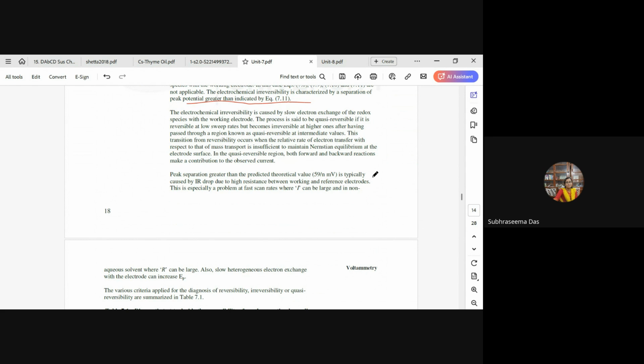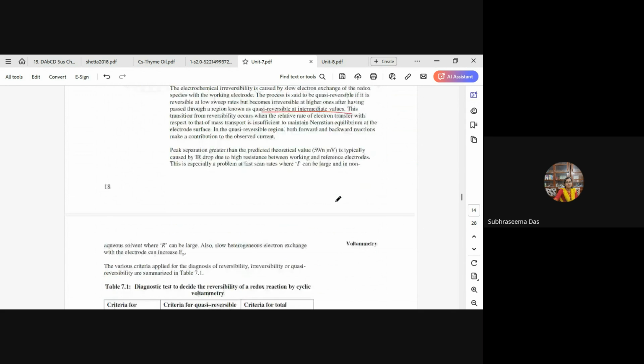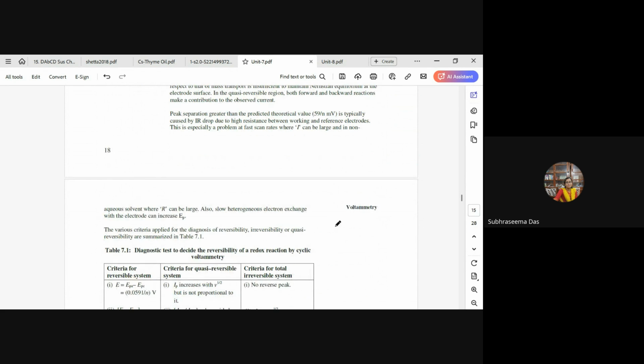The process is said to be quasi-reversible if it is reversible at low sweep rates but becomes irreversible at higher ones, after having passed through a region that is known as quasi-reversible at intermediate values. This transition from reversibility occurs when the relative rate of electron transfer with respect to that of mass transfer is insufficient to maintain the Nernst equilibrium. So peak separation is greater than the predicted theoretical value.